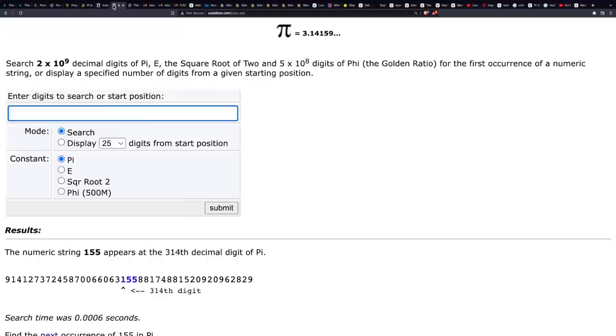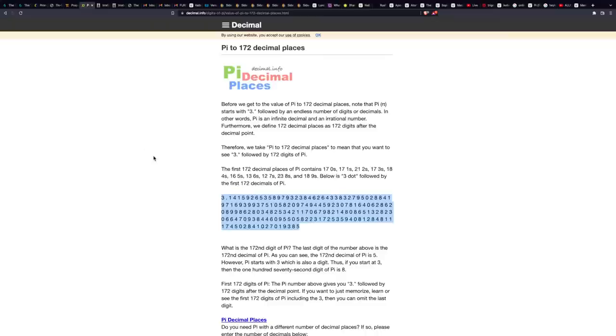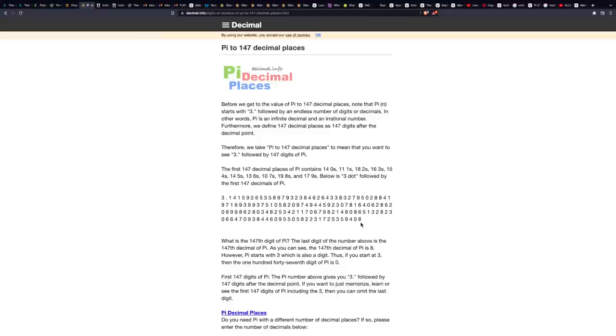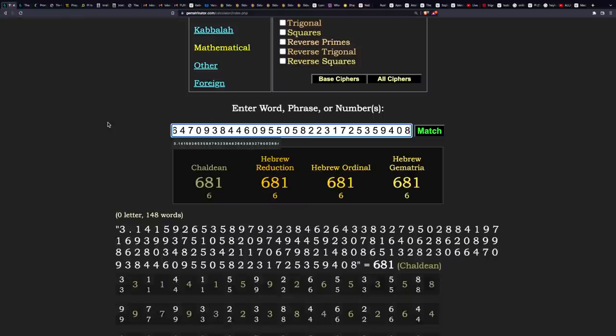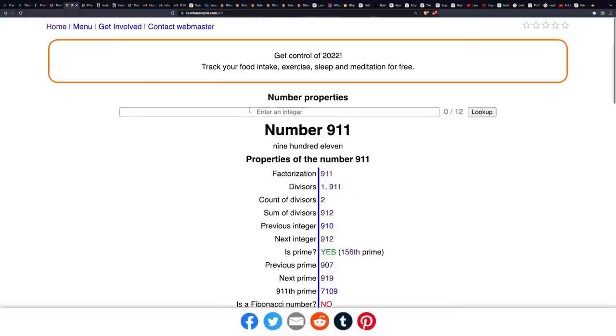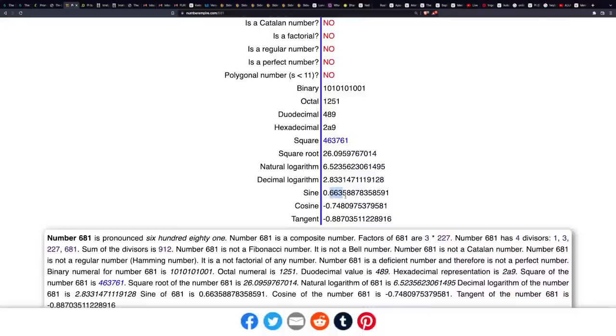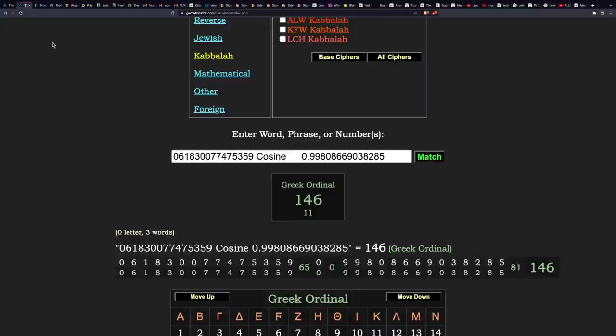When you take these numbers and you put them into the string of pi, the 146, the 147, you can also use this website right here called decimal.info, and you can just add up the total digits. 147 digits, hit the places right here. You just take this whole thing and you add it up. And it's going to give you 681. If you remove that three point, you're going to get 678. So you get 681. You can take the 681, put it in here and look at the sine and cosine wave of the 681. What kind of outcome are we going to get for that?